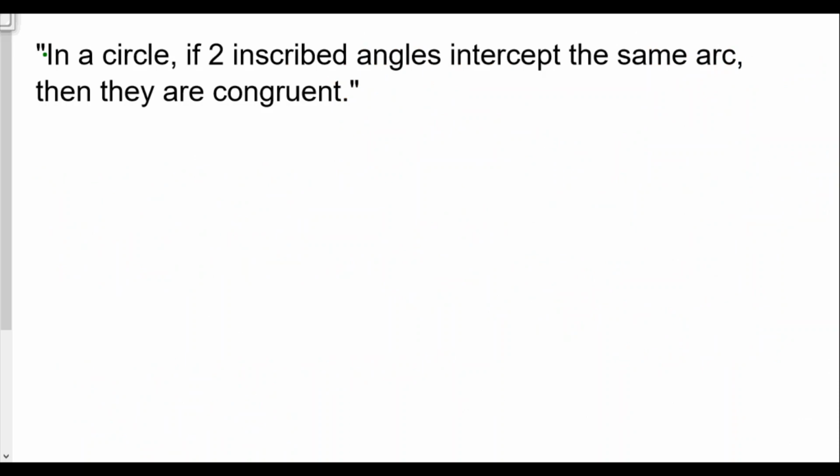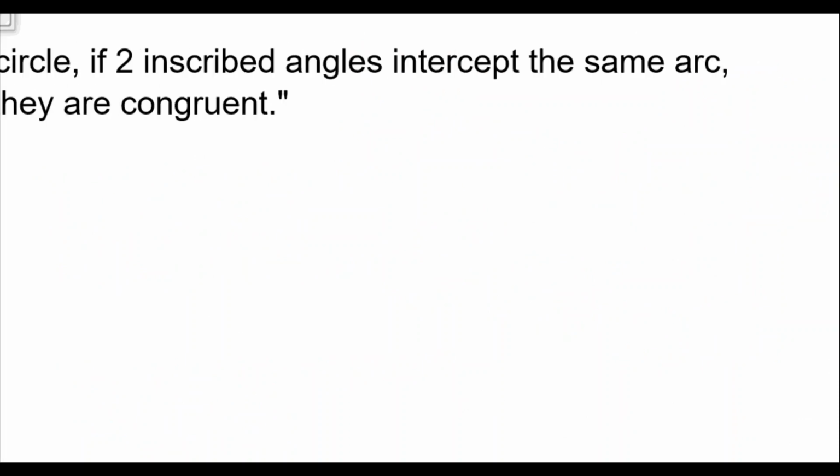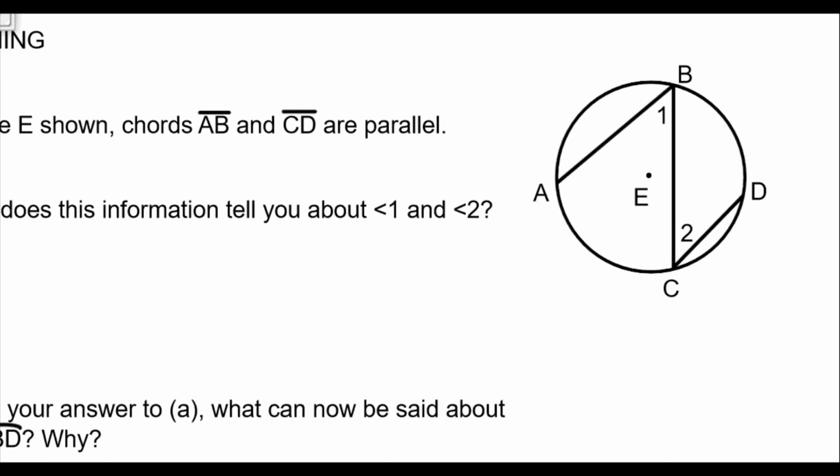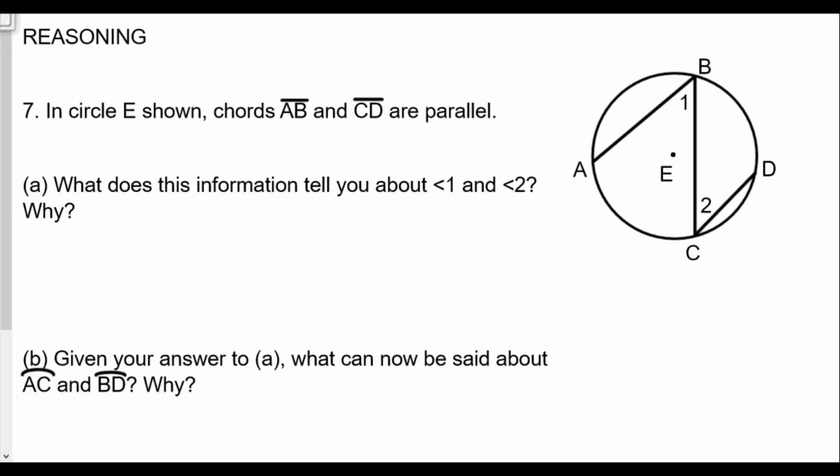Oh, here we go. Question 7. In circle E, chords AB and CD are parallel. So we have parallel chords. What does the information tell you about angle 1 and angle 2?